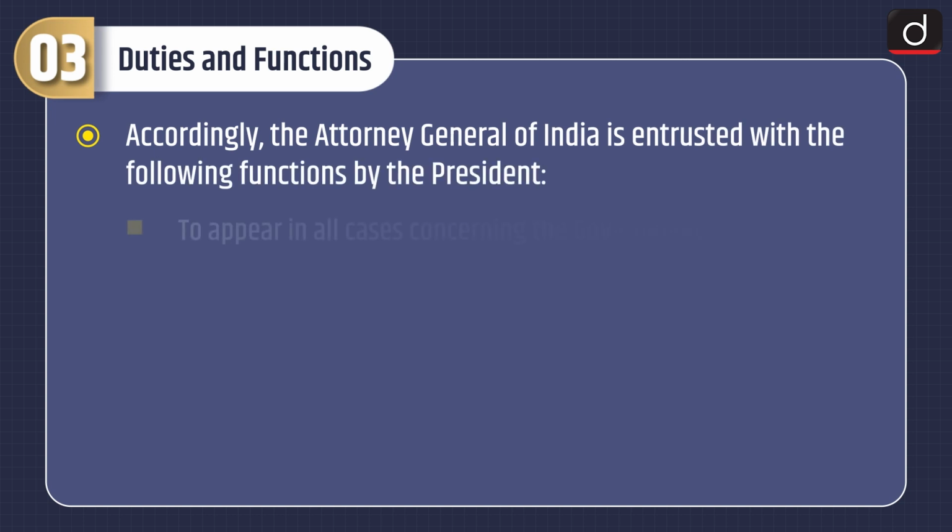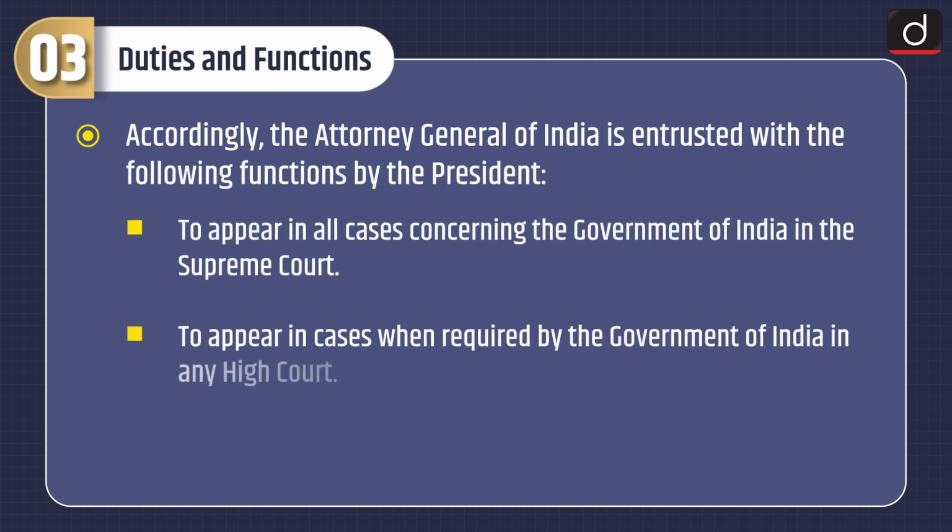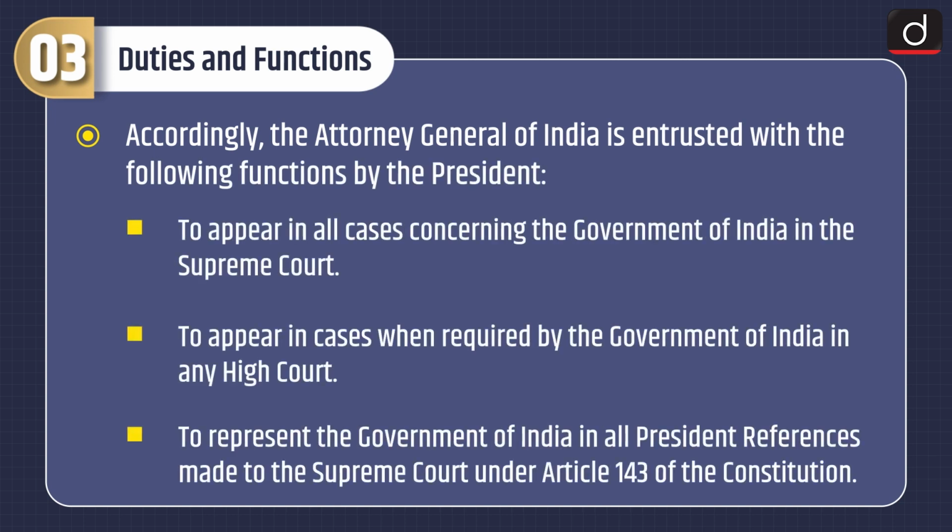Accordingly, the Attorney General of India is entrusted with the following functions by the President: to appear in all cases concerning the Government of India in the Supreme Court, to appear in cases when required by the Government of India in any High Court, and to represent the Government of India in all presidential references made to the Supreme Court under Article 143 of the Constitution.